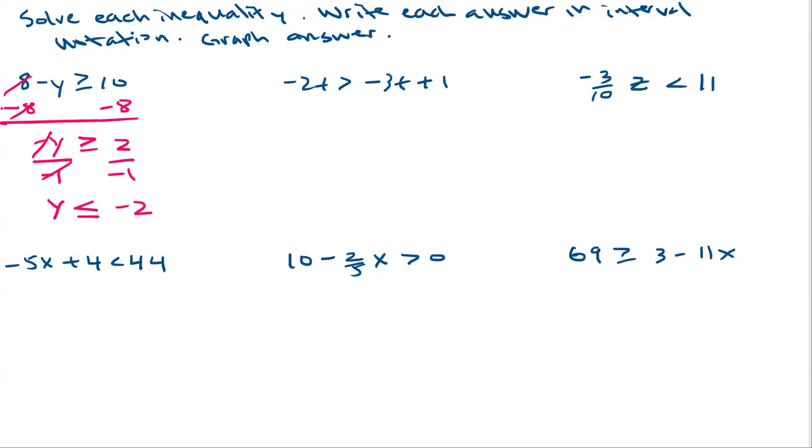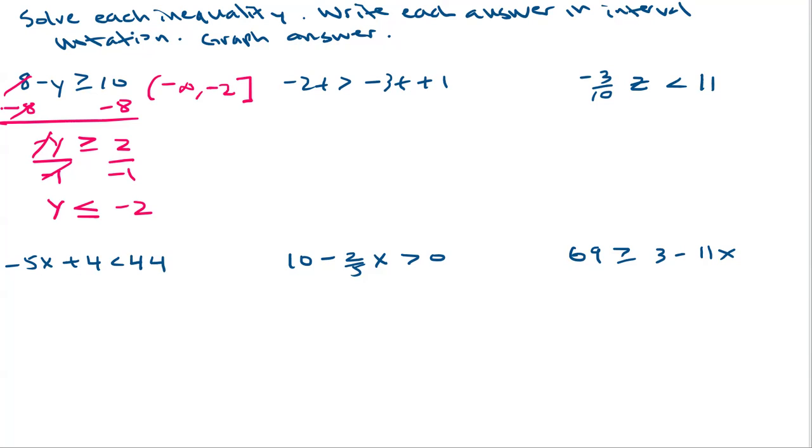In interval notation, it's everything less than or equal to negative 2. So that's going to be negative infinity to negative 2. That's the max it has. Since it's less than or equal to, we're going to have a bracket there. And remember, negative infinity will always be a parenthesis. So that's the answer in interval notation.